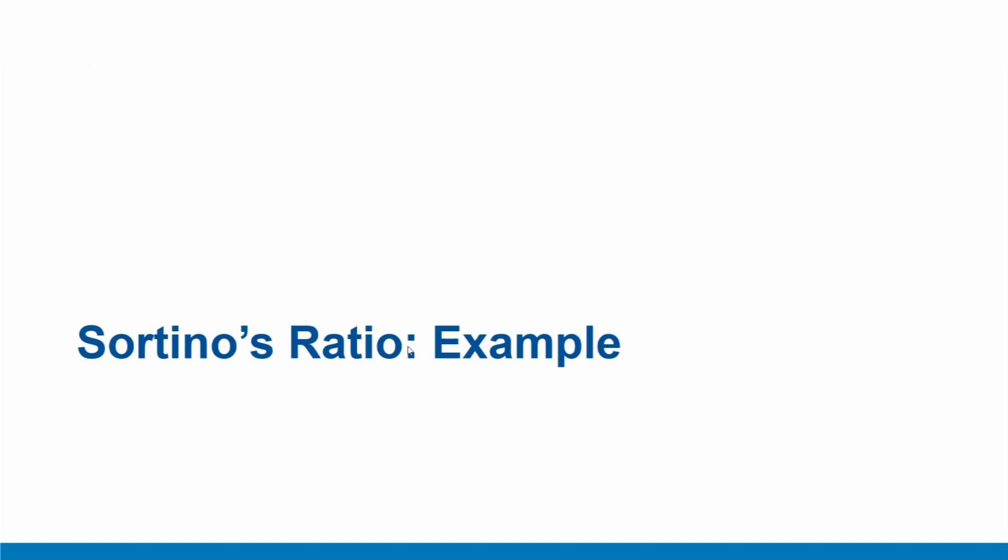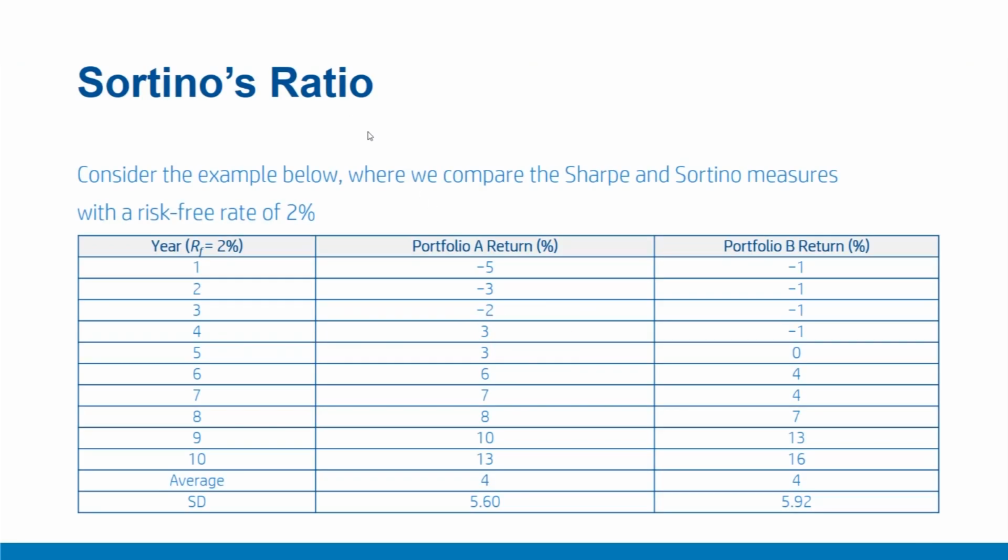In this video, we'll understand Sortino's ratio with a simple example where we'll compare the performance of two portfolios based on Sharpe ratio and Sortino's ratio. Consider the following example, where the annual returns for portfolio A and portfolio B are provided, along with the risk-free rate of 2%. We have computed the average values of returns for portfolio A and portfolio B and their standard deviations.